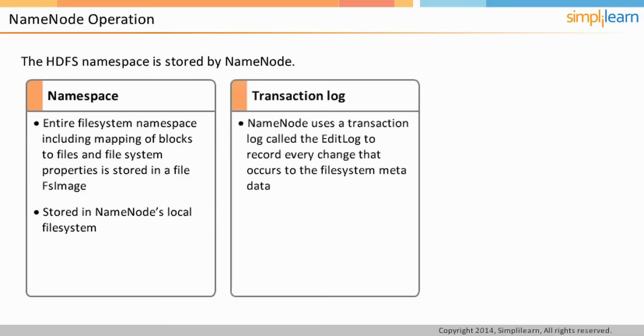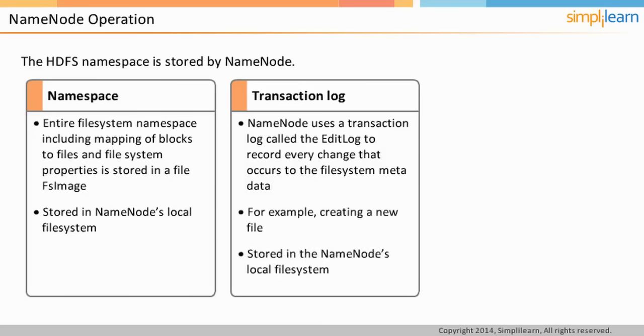The name node maintains two persistent files, a transaction log called edit log and a namespace image called FS image. The edit log records every change that occurs in the file system metadata, for example, creating a new file. The edit log is stored in the name node's local file system. The entire file system namespace, including mapping of blocks to files and file system properties, is stored in the FS image. This is also stored in the name node's local file system.